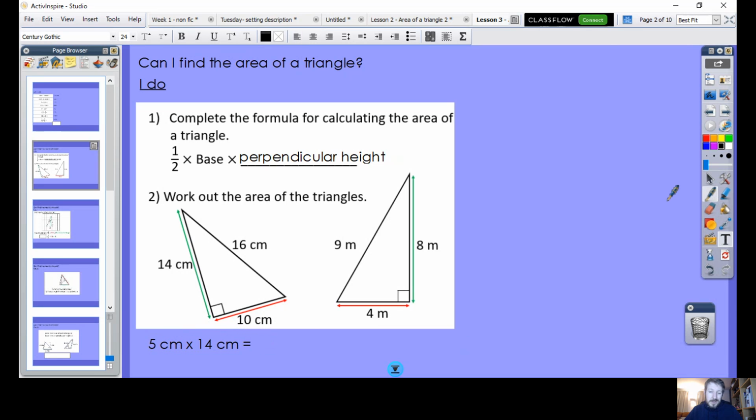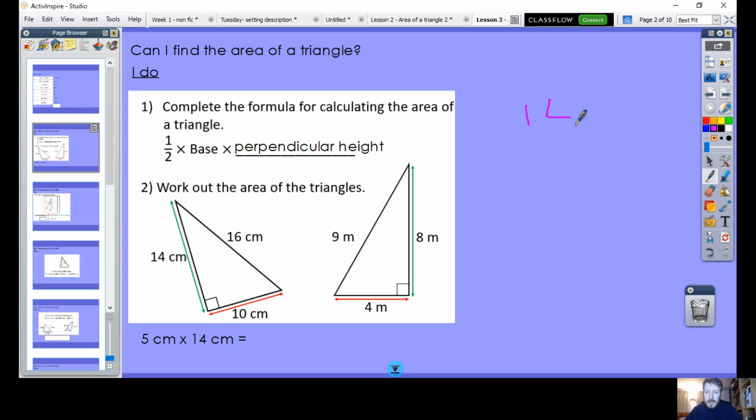So we could do that in column. So we could do 14 times 5, or we can do 12 times 5 and then add another couple of 5s, or we can multiply it by 10 and half it. But if we just do it in column method, 14 times 5, 4 times 5 is 20. And then 1 times 5 is 5, add the 2 is 7. So we have 70. So the area of this triangle is 70 centimetres squared.